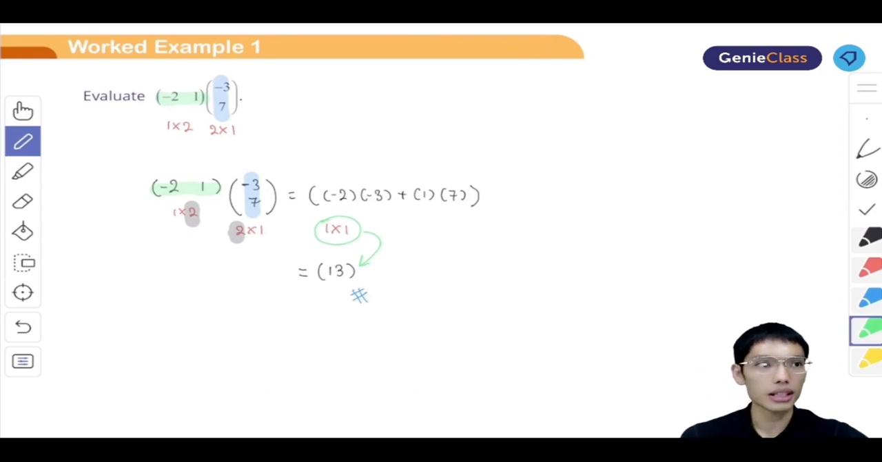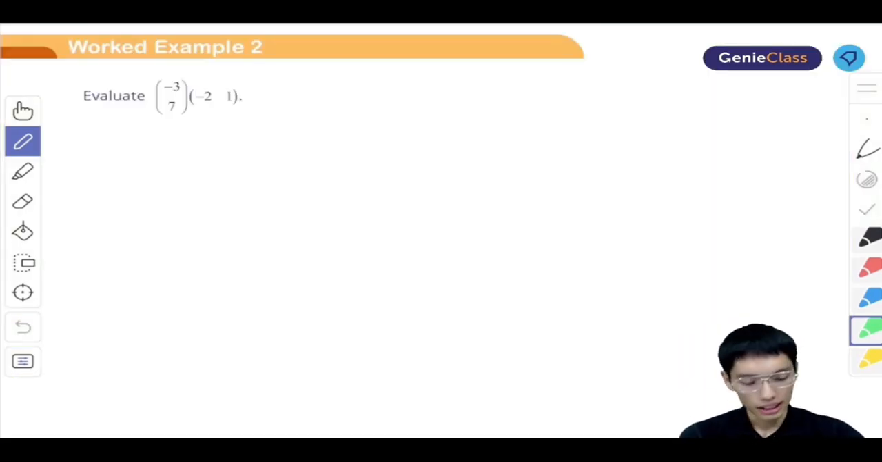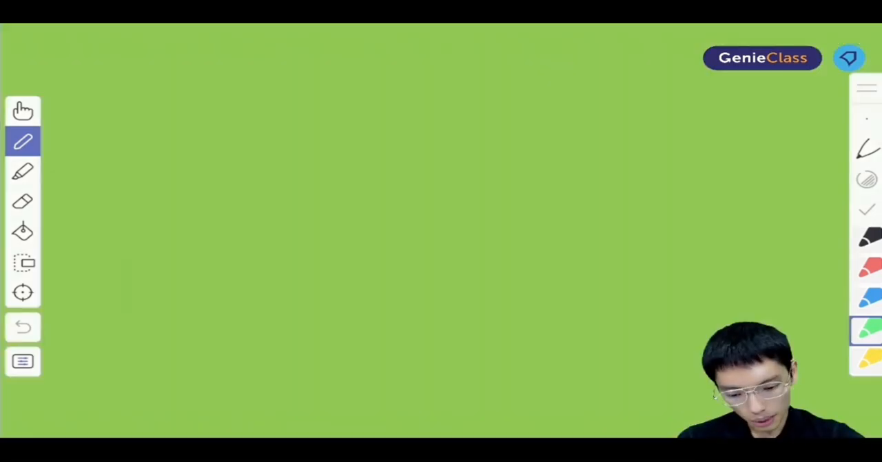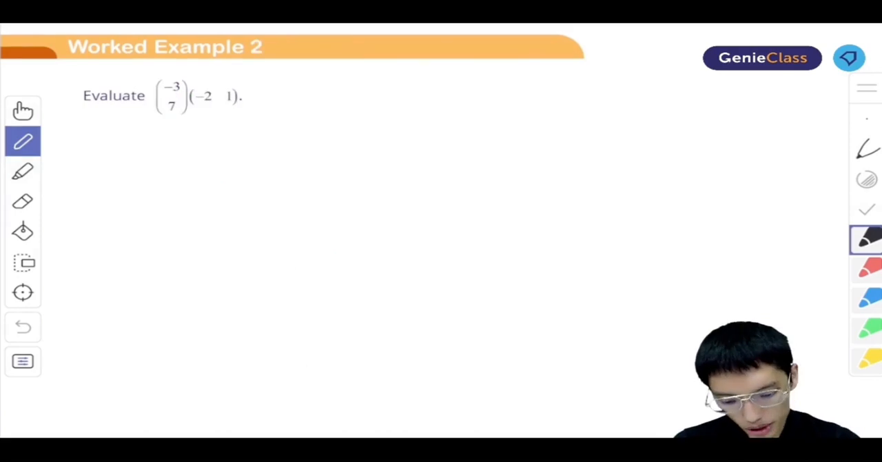Okay, so from here, as you guys know the notion. Sorry for that. Let's have another example before I move on. Suppose I switch the order, you realize right now. If you look at work example 1, the matrices I use are the same: -2, 1, -3, 7.